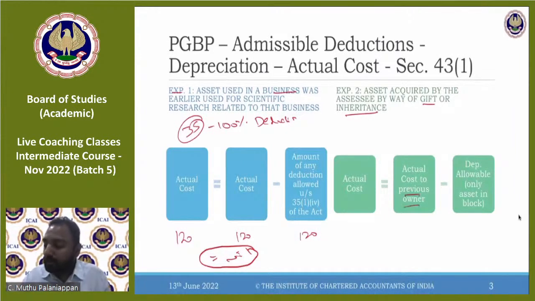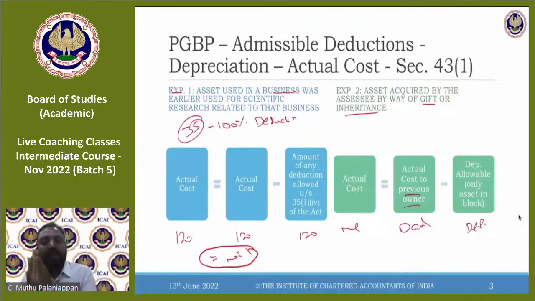to the previous owner. So this is me, this is my dad. Through inheritance, my dad has given to me. So the cost to dad minus the depreciation, as if this is the only asset in that block. Let's say my dad got it 10 years back, I'll have to provide depreciation for 10 years. If he had got it 5 years back, I'll have to provide depreciation for 5 years. So for that period, I need to provide depreciation. So the actual cost of dad minus the depreciation provided for that particular asset, that is the only asset, the difference, whatever I'm arriving at, will be the actual cost to me. So here we are talking about actual cost in case of gift or inheritance.